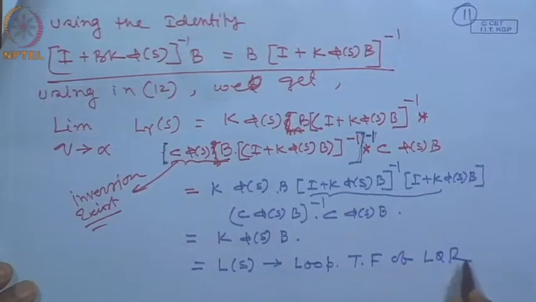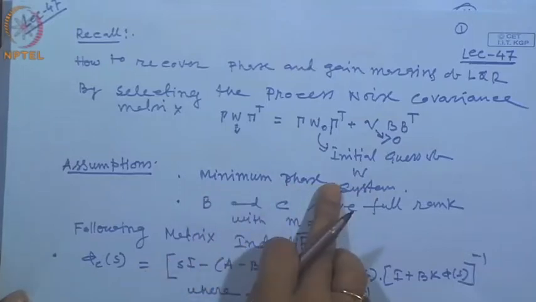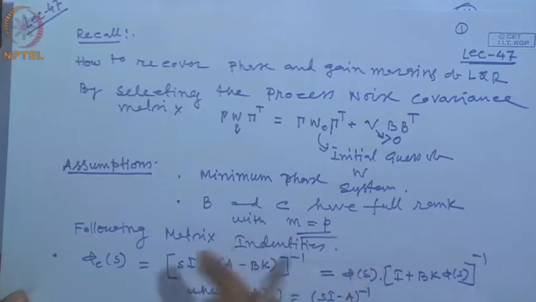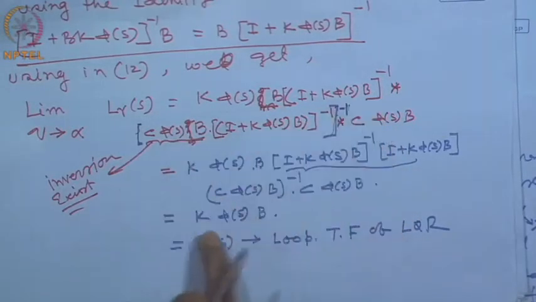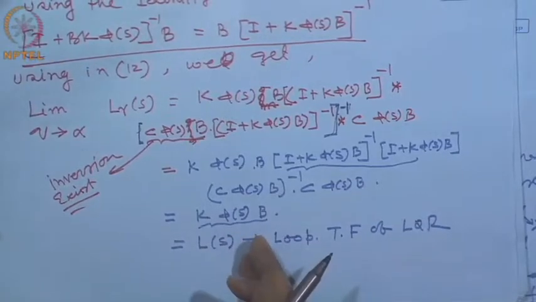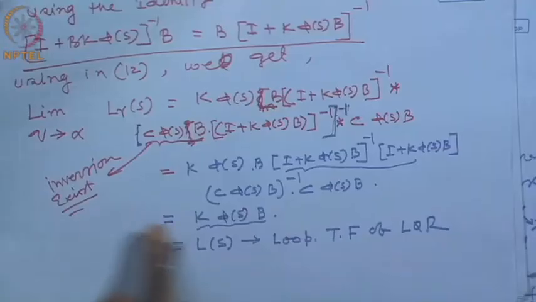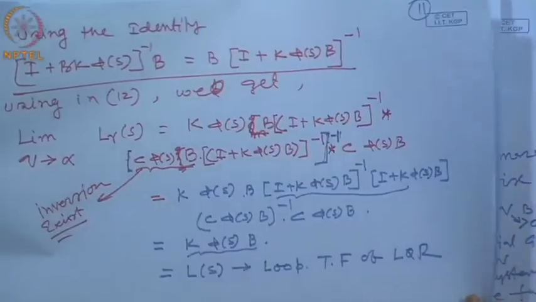So, in short, if you summarize, if you select the process noise in this form and make the assumption that the system is a minimum phase system, B and C have full rank with m equal to n, and the following identities are applied during the derivations, what we did during the derivations of the last class, then we finally land up with this expression, which is nothing but the loop transfer function of LQR. This indicates that we have regained the loop or robust properties of LQR by selecting the process noise in this manner, and we get the gain margin infinity and the phase margin at least 60 degrees. So, this is called loop transfer recovery.